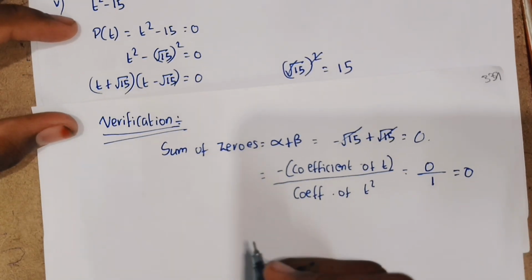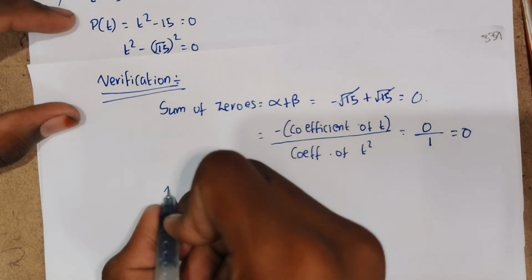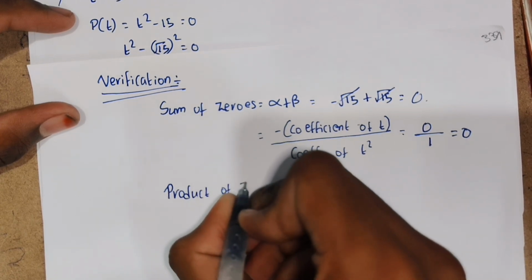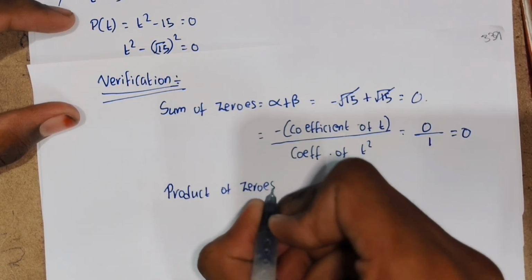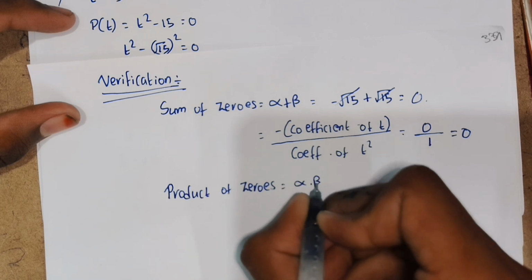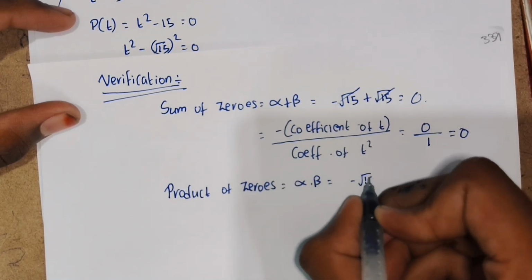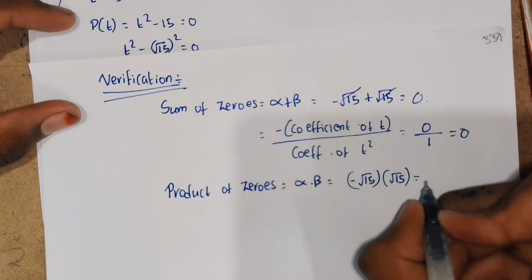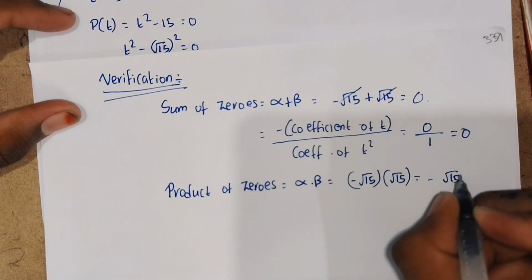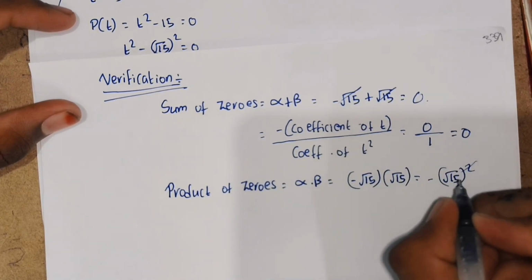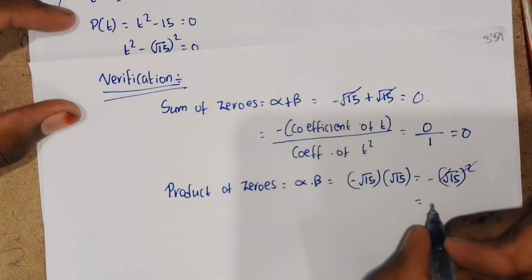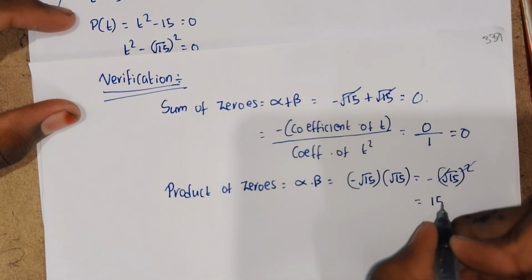After that, product of zeros equals alpha into beta, minus square root of 15 into plus square root of 15, plus into minus, minus square root of 15 whole square. Square and root get cancelled, equals to, we got here 15.